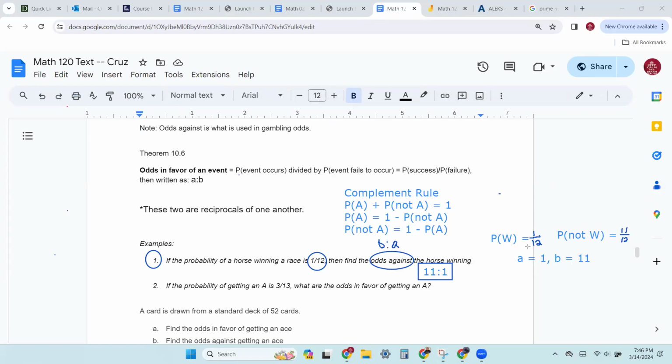All right, see how that works? We just found the probabilities, and we took those numerators and arranged them according to which odds we were looking for, odds against. So the B was 11, so that comes first. The A was 1, that comes second.